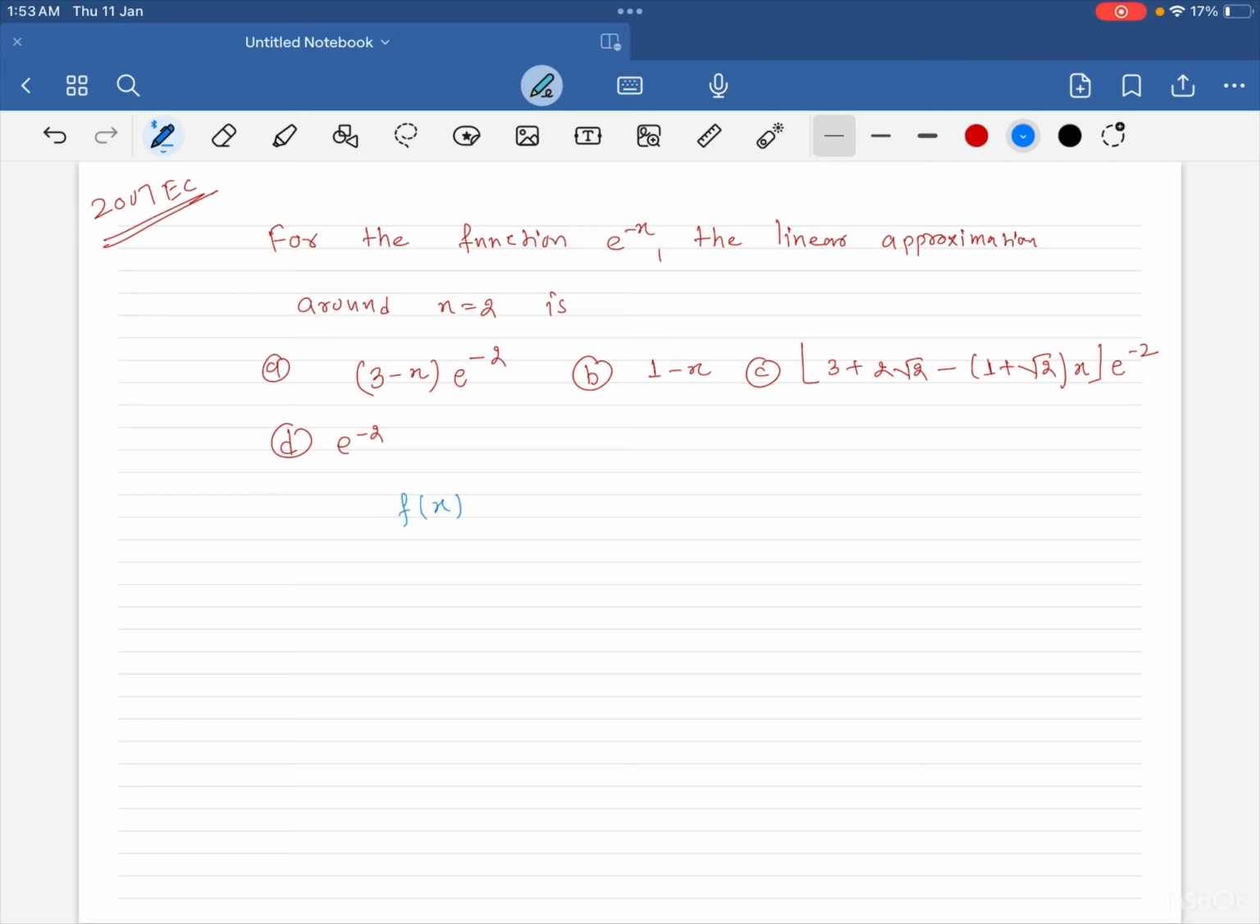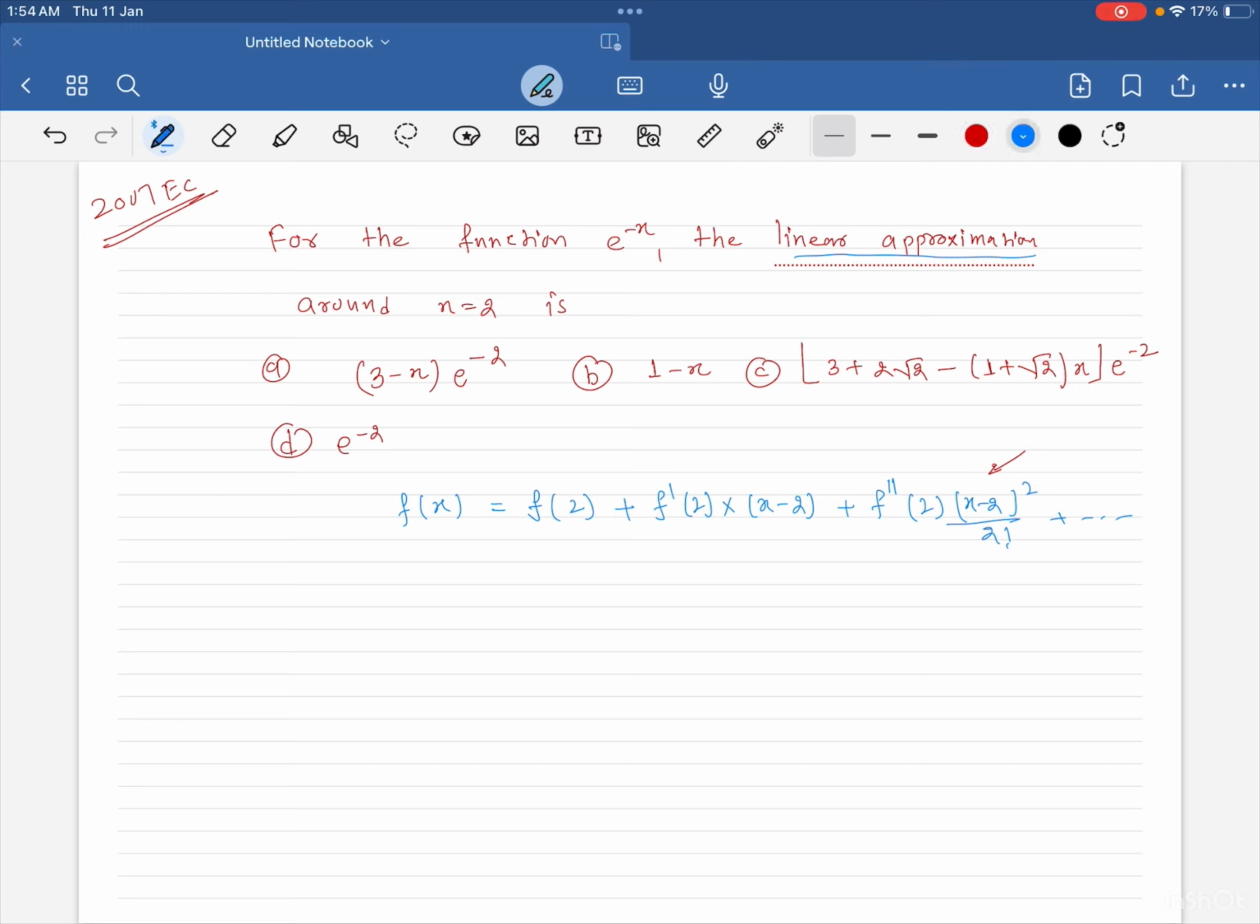So about this point x is equals to 2, the Taylor series expansion would be function evaluated at 2 plus first derivative evaluated at 2 into x minus 2, right, plus double derivative evaluated at 2 x minus 2 squared divided by 2 factorial, and so on. So we will have to look at this linear approximation, right? So we do not need to consider this square, but let's do that.